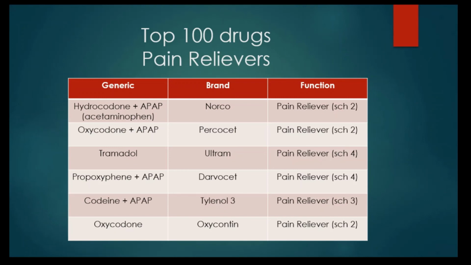Tramadol, which is also known as Ultram, is a Schedule 4. Propoxyphene and acetaminophen is Darvocet, Schedule 4. Codeine with acetaminophen, otherwise known as Tylenol 3, is a Schedule 3. And oxycodone, which is also known as OxyContin, is a Schedule 2.